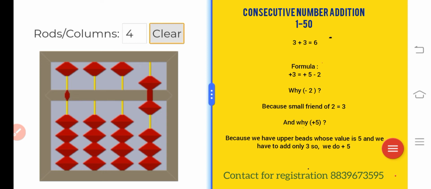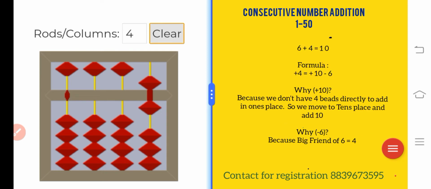So what do we get? We get the answer 6. Now we have to add 4. We can see we have only 3 beads left. We don't have 4 beads, so we can't add directly. So we will use the big friend formula again, that is plus 10 and minus the friend of 4, that is 6. So plus 10 and minus 6.